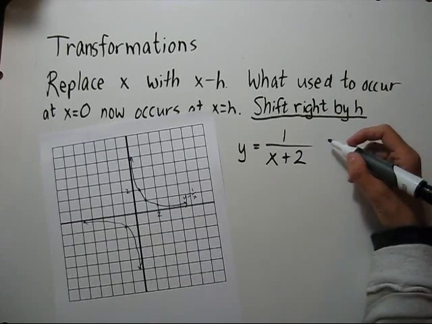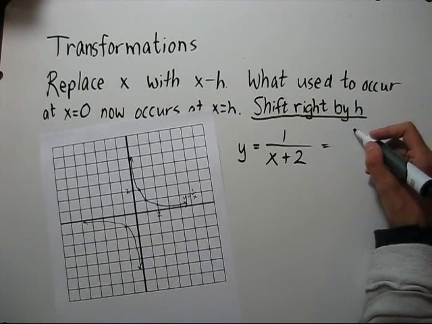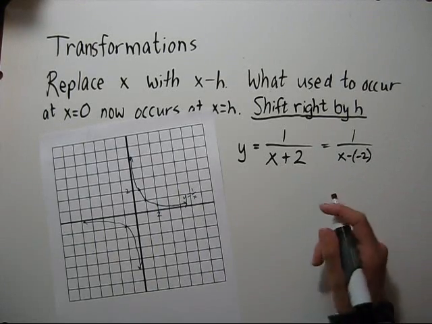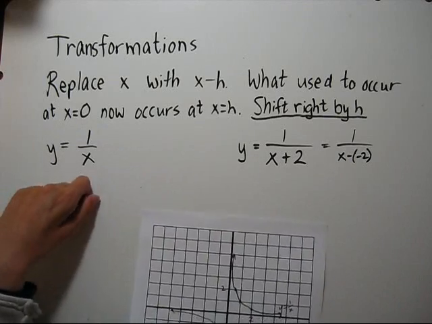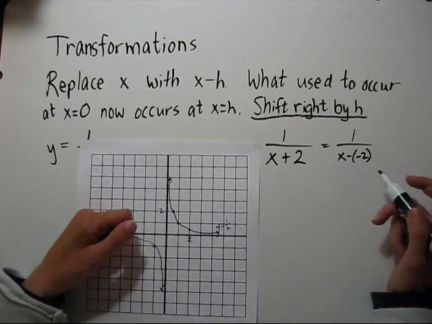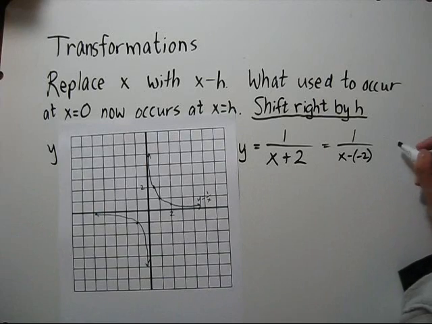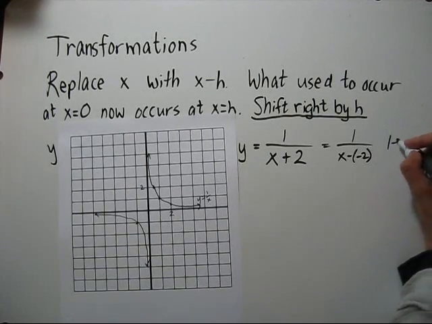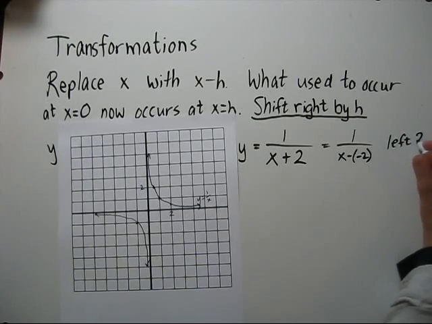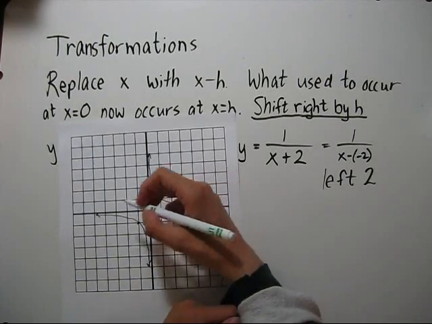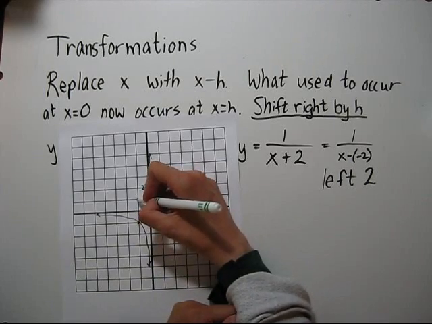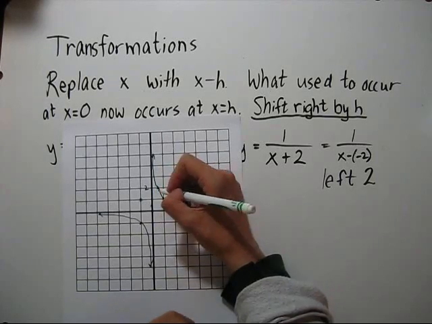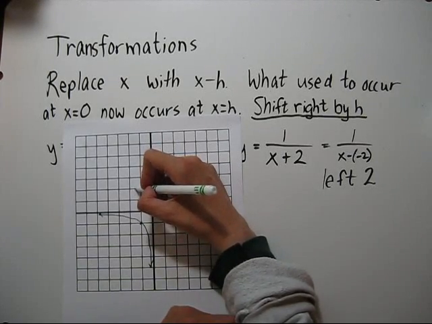So y equals 1 over x plus 2 is like x minus a negative 2. So we replaced this x with an x minus negative 2. So this is going to go right by negative 2, which is the same as left 2. So (1, 1) is now (negative 1, 1). (2, 1/2) is going to be (0, 1/2). (1/2, 2) will go here.